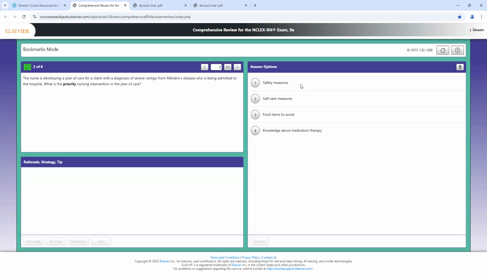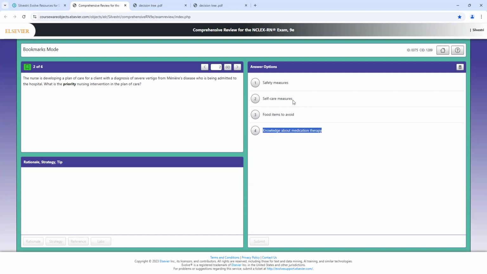Okay. The next one, Maslow's hierarchy of needs. All right. Are they physical? Are they social, psychosocial? Safety measures, physical. Self-care measures. That sounds like psychosocial, right? So number 2 is going to go to the bottom of our list. Food items to avoid is physical. Knowledge about medication therapy. That could also be considered psychosocial because it's education, okay? It's important, but it's education.